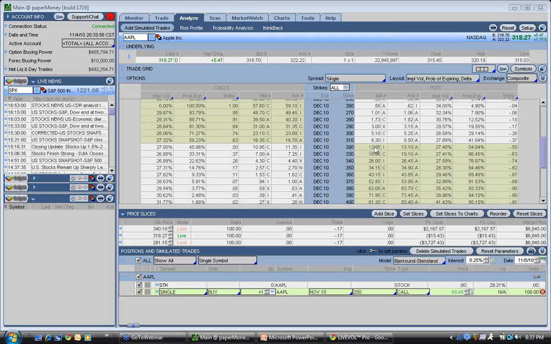How do I find the vol? It's right here where it says implied vol.